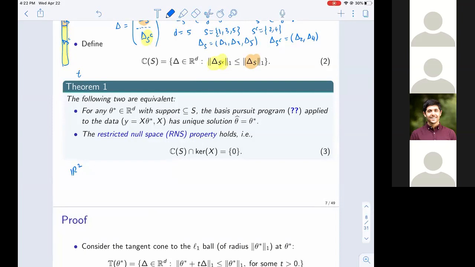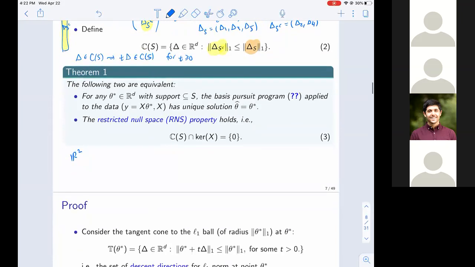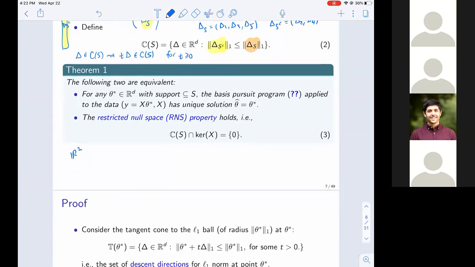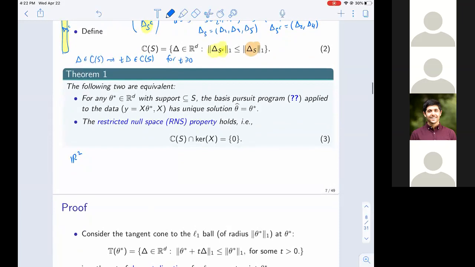The cone property is that if delta is in C_S, then t times delta is also in C_S for any non-negative t. So if I scale it by a positive scalar, I'm still in that set. These things are called cones. The example you mentioned is an interesting cone, but it's a particular example.